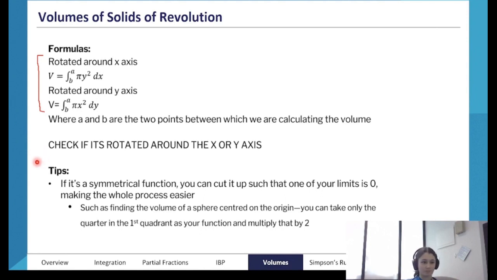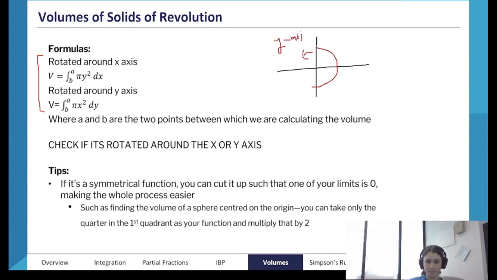Okay. And then a tip, if you have a symmetrical function, you can cut it up so that one of your limits is 0, which makes the whole process easier. So an example of this, which I have written in words down below, is if you have something like this. You have a sphere, and you want to rotate her around the y-axis.